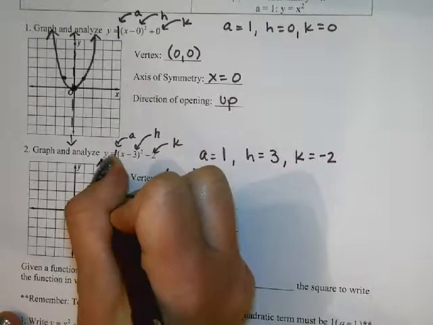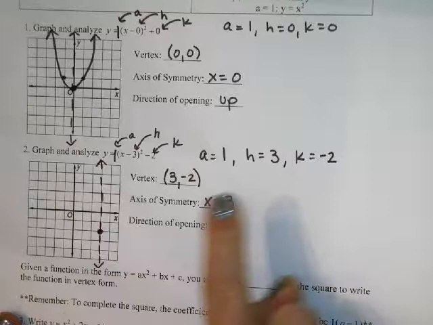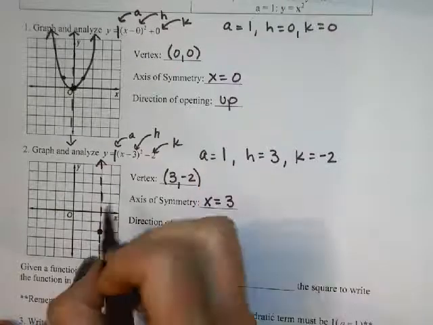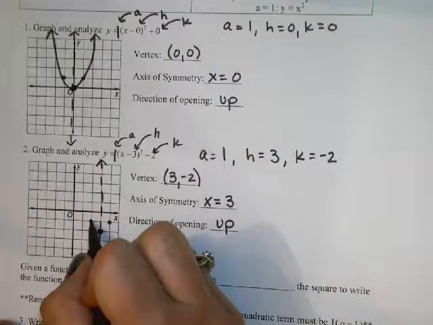Axis of symmetry. My A value is 1. I'm going to use that as if it were the slope. So up 1, right 1, up 1, left 1.